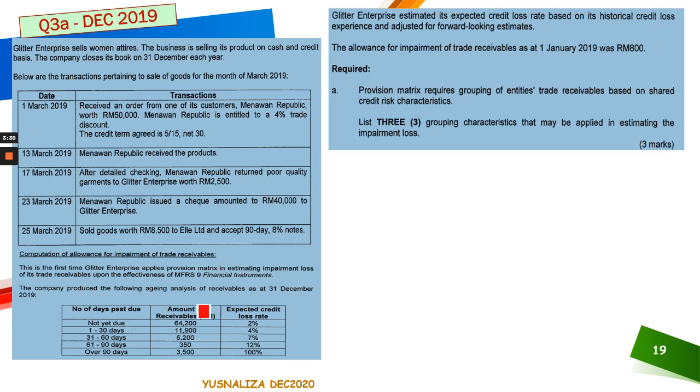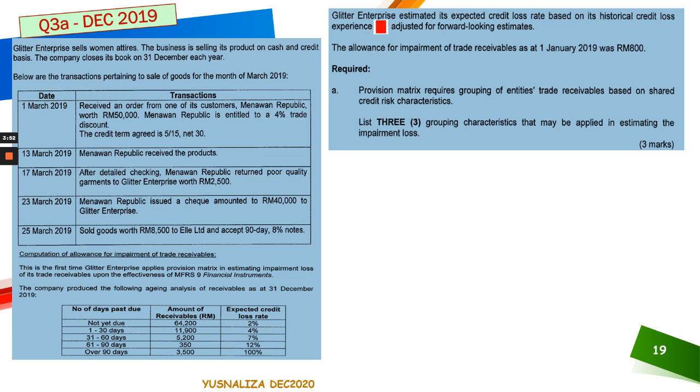These are the aging analysis of the receivables according to number of days past due, with a different credit loss rate for each group of receivables according to the number of days past due. So they don't have the same percentage applied for all receivables. So that was done accordingly.